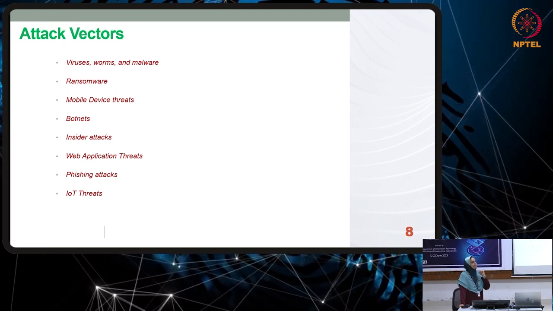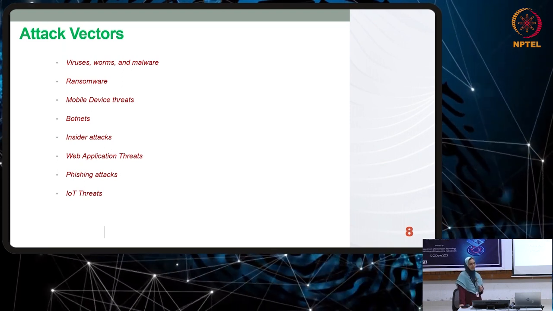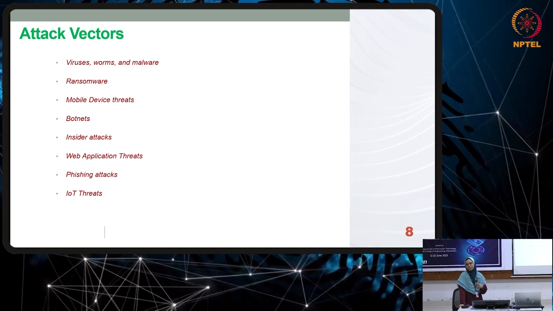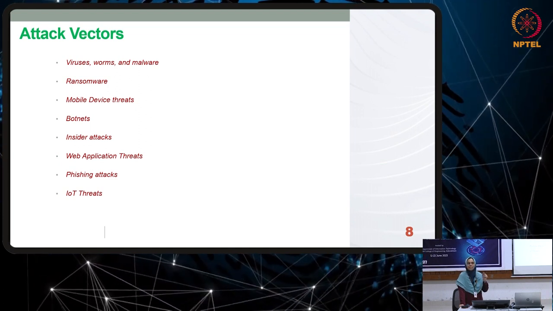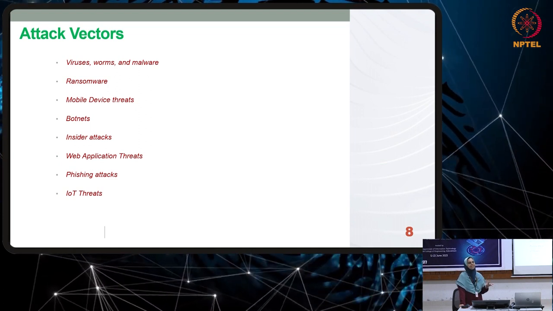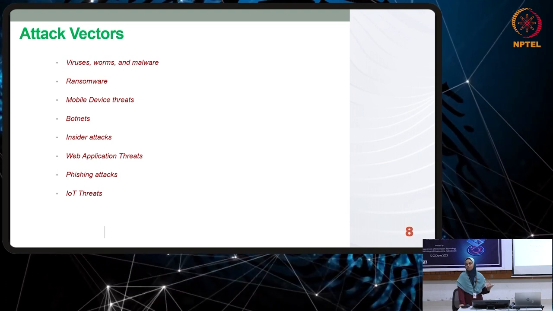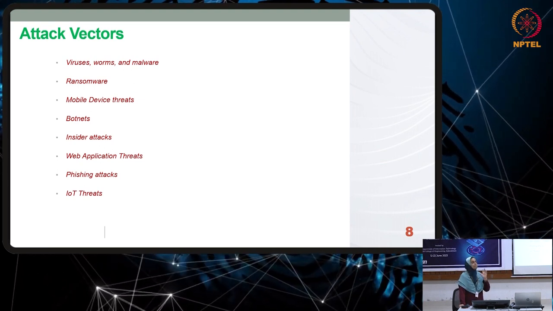Why can insider attacks be more successful, any idea? Because he knows everything about the organization. So he will unwantedly disable the firewall, and what will happen? Immediately, everything will come inside. He knows all the misconfigurations.